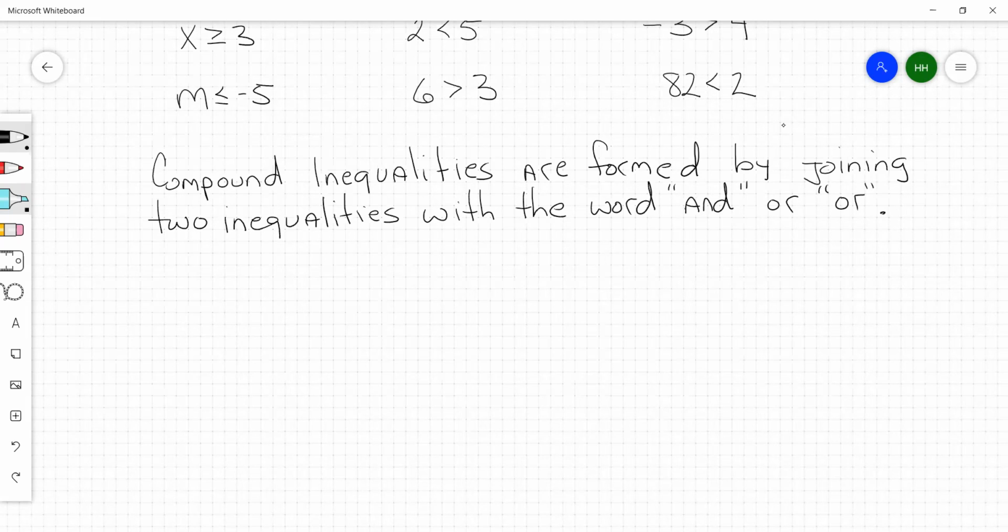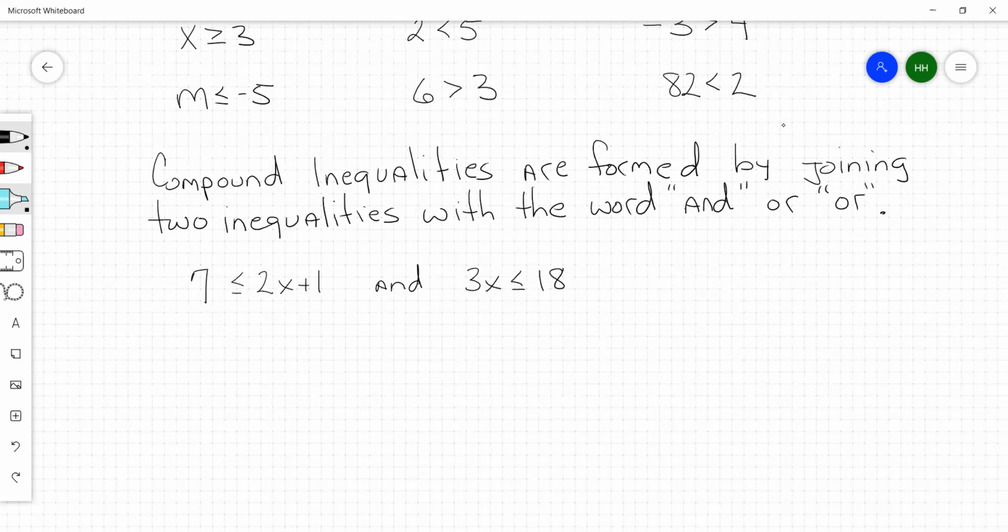So we're going to solve an "and" inequality first. And what an "and" inequality looks like is 7 is less than or equal to 2x plus 1, and 3x is less than or equal to 18. Compound inequality. And what you do here is you just solve both inequalities, and then your graph of the solutions is going to go on one graph.